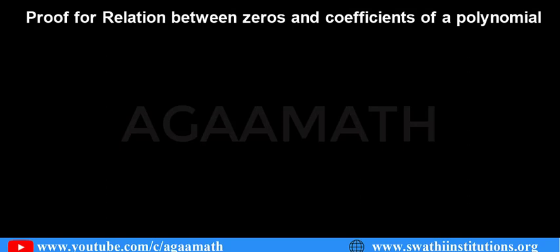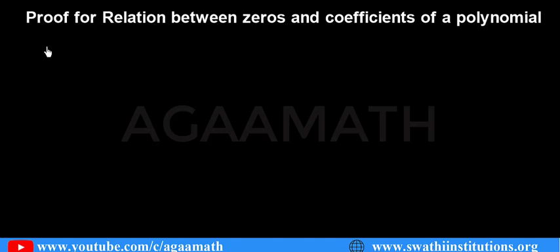This is Rakesh. Today we are going to learn about the proof for the relation between zeros and coefficients of a polynomial. First of all, I'll take a linear polynomial and we see the relation between the zero and coefficient of a linear polynomial. Right? So here we have to know the standard form of a linear polynomial. Okay, how do we write the standard form of a linear polynomial?